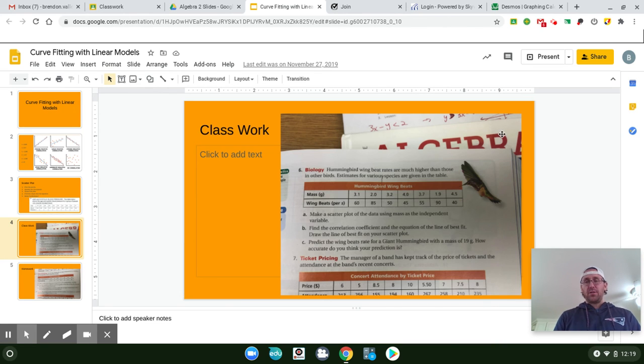Here's your classwork. Okay, so I'd like you to work on number 6 here. It will be in the slide attached in Google Classroom. Okay, so you're going to have to graph these points, draw a line of best fit, find an equation, and make a prediction. Okay, so one problem is going to take you a little bit of time. All right.